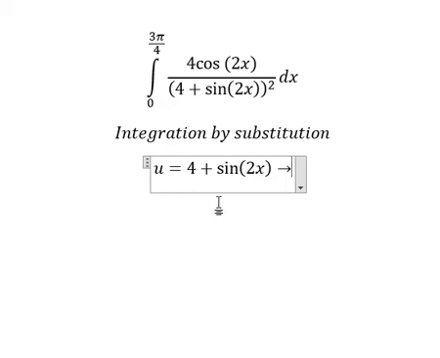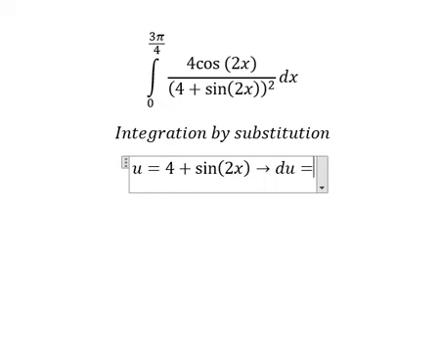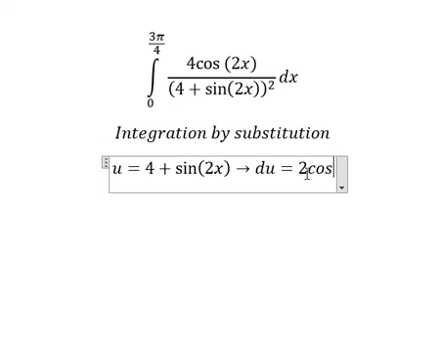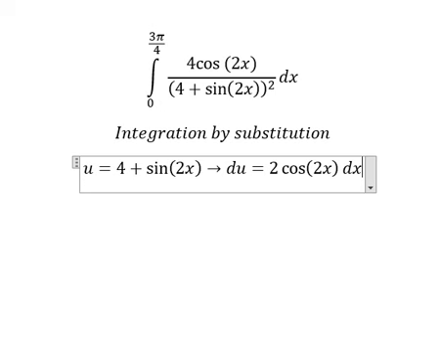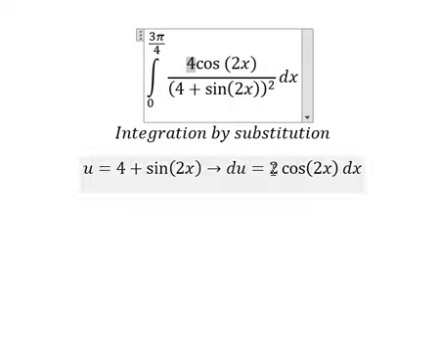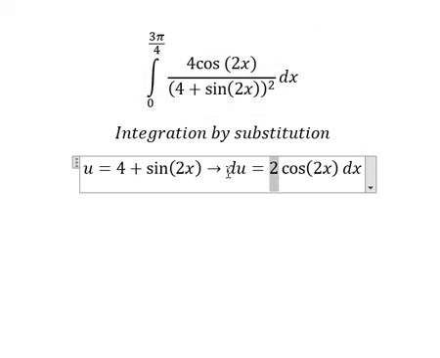After that, we need to do first the derivative for both sides. This one is about the constant. This one is about 2 cosine 2x dx. But this is about 4. This one is about 2. So we need to multiply both sides by 2.